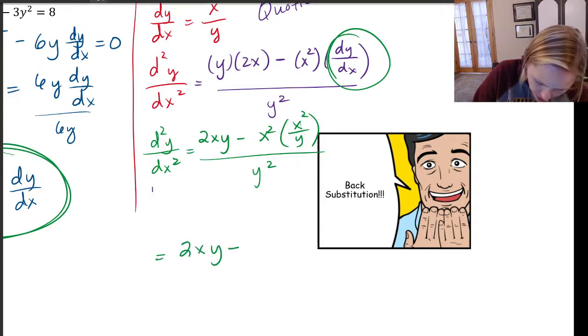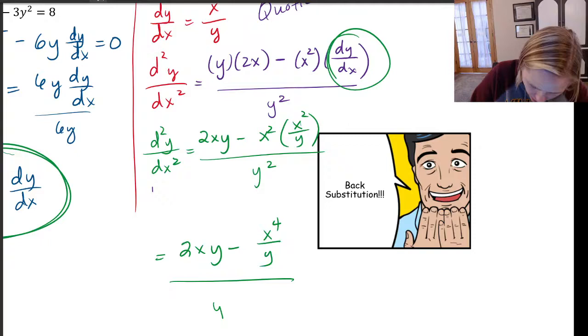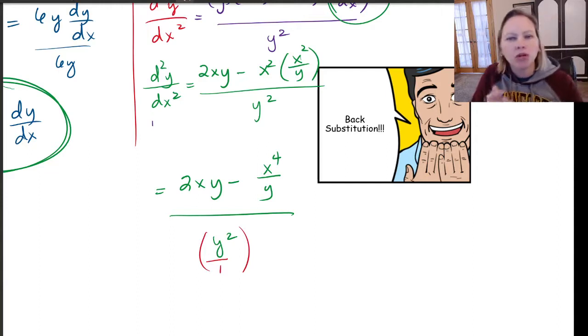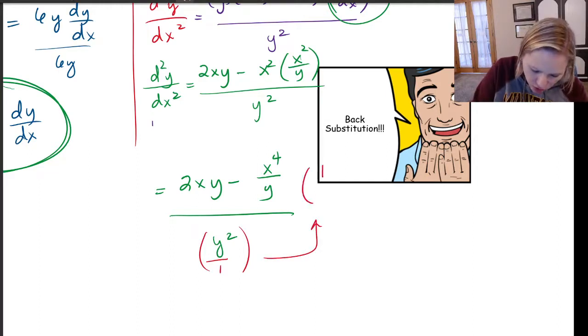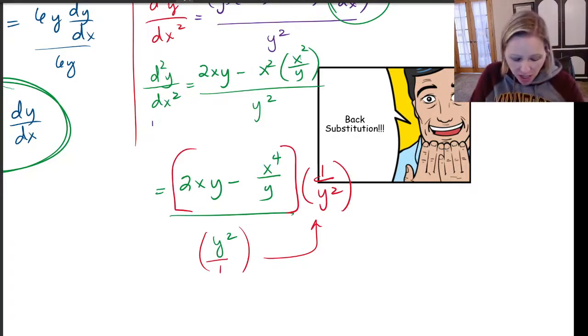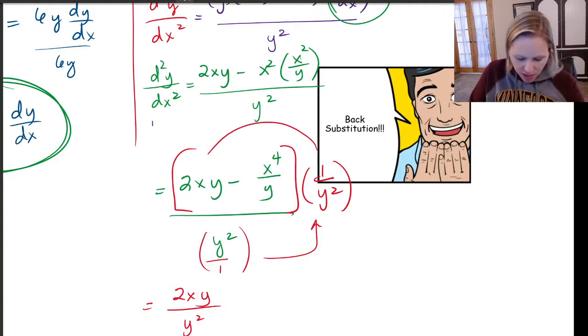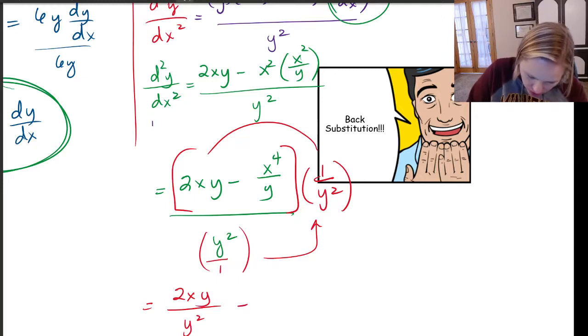2xy minus x to the 4th over y, all over y squared. To deal with this, I'm simply going to take this y squared in the denominator, I'm going to put it over 1. Then I'm going to flip and multiply everything in the numerator by the reciprocal. Now, I could actually just stop here and write it as 2 factors being multiplied. But for the sake of being complete and thorough, I'm going to go ahead and distribute that to everything. And when I distribute it to everything, each item in the numerator turns into its own little fraction. So 2xy over y squared minus x to the 4th over y cubed.